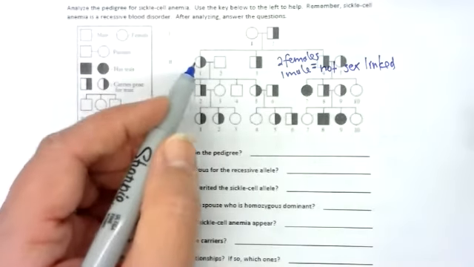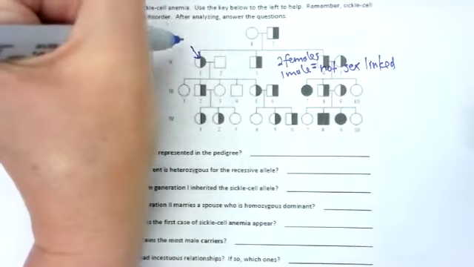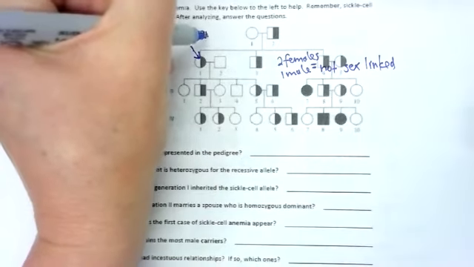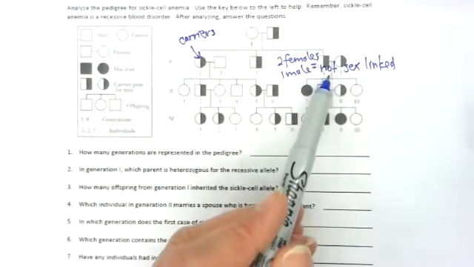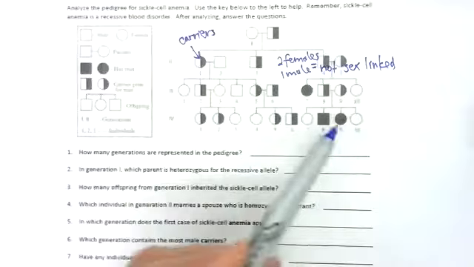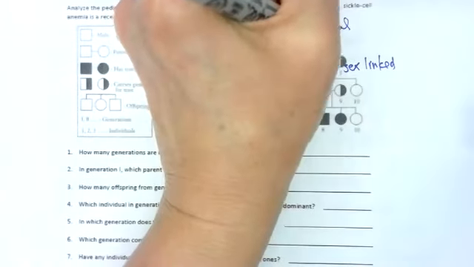Well, if it was dominant, anybody who had a copy of the gene would have the disease. But here we have carriers. So because we have carriers and we know it's not sex linked, this trait has to be autosomal recessive.